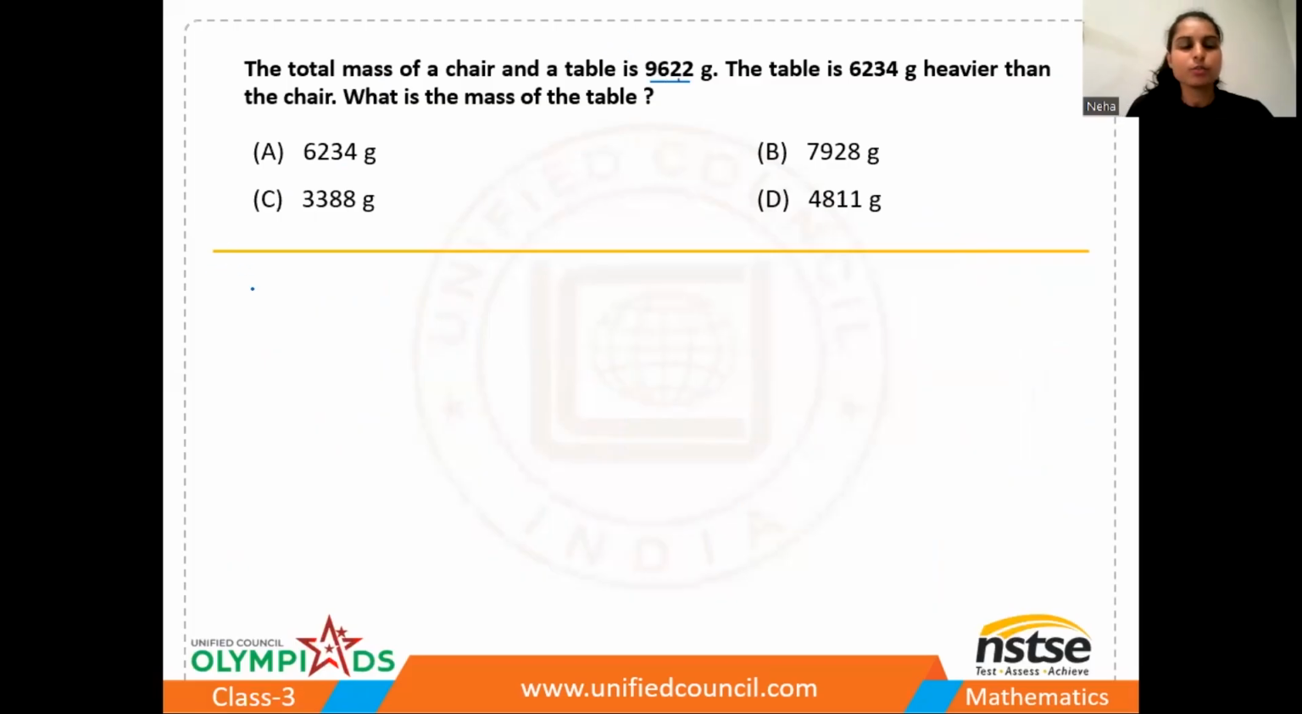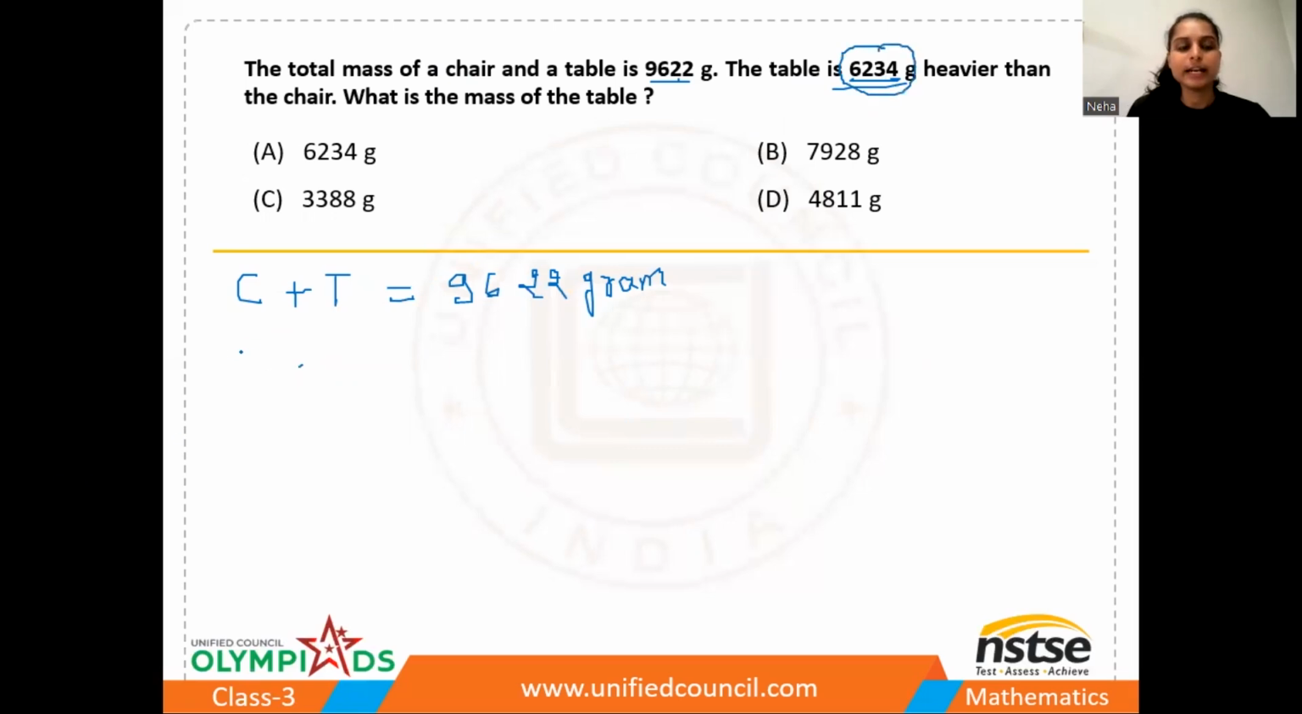9622 grams. Basically they are saying that we have one chair and one table, and the total mass for one chair and one table is 9622 grams. The table is 6,234 grams heavier than the chair. That means the table is this much heavier.